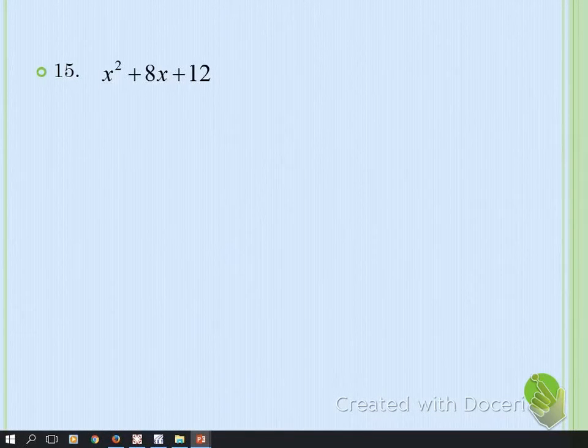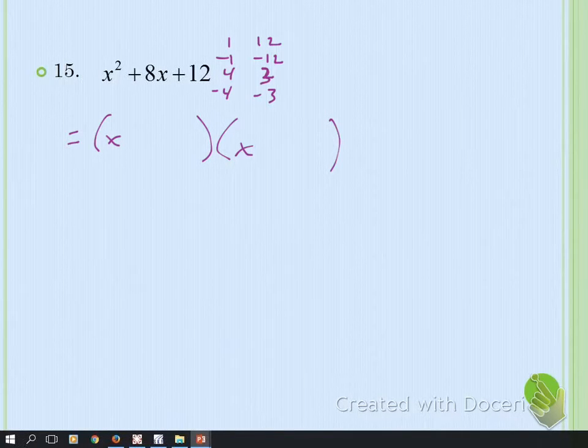Keep going. Two parentheses. There's no GCF. Well, there's a GCF of 1, which we're not going to divide out. Factor the first term. Factors of 12. So 1 and 12. Negative 1, negative 12. 4 and 3. Negative 4 and negative 3. 6 and 2. Negative 6 and negative 2.